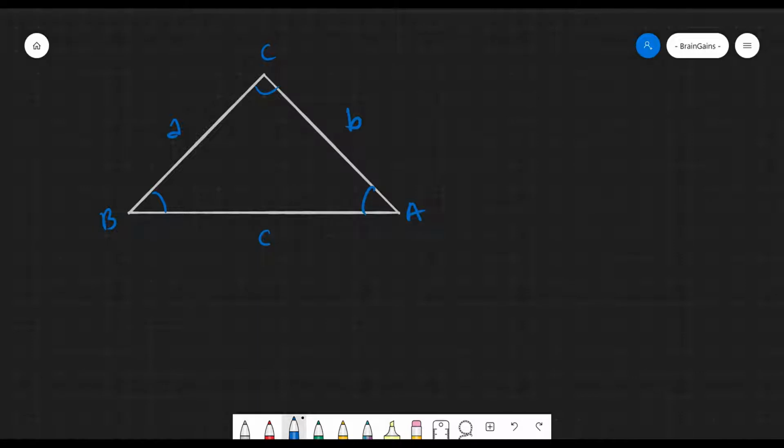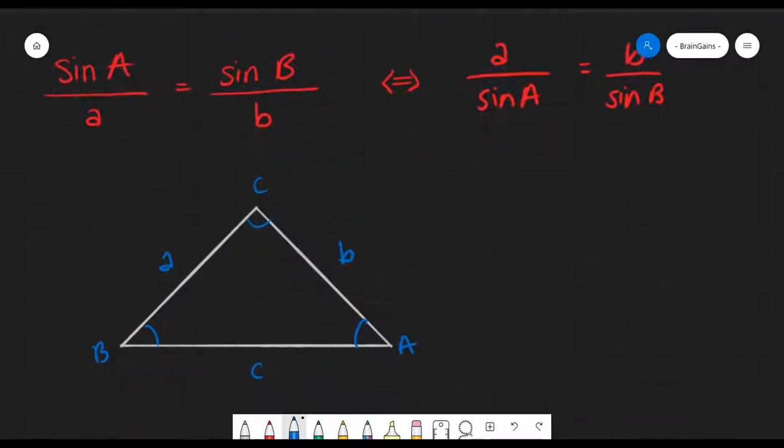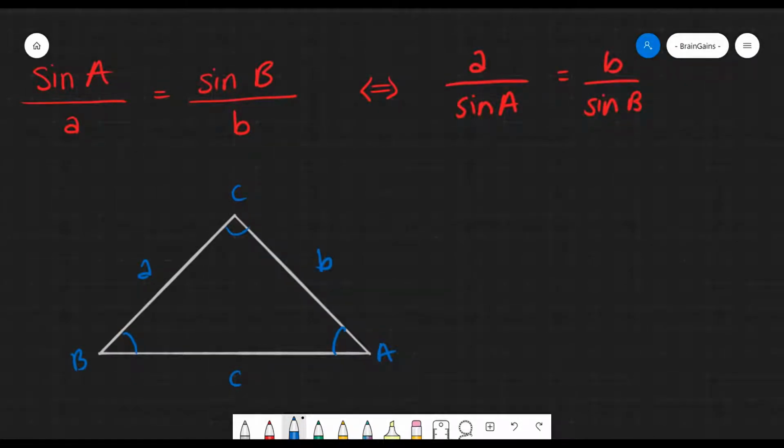Now that we're able to label our triangle, let's take a look at the sine rule. Here the sine rule says that sine A over A is equal to sine B over B. And this is also equivalent to A over sine A is equal to B over sine B. When you go through questions, you can decide which one is better for you to use. It takes a little bit of algebra to show that these two equations are equivalent.